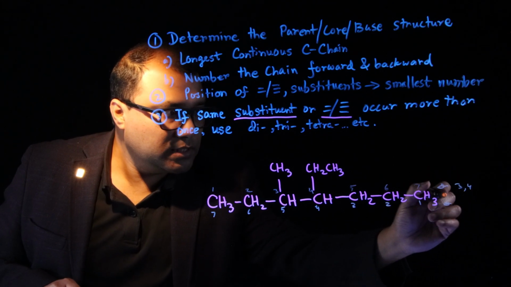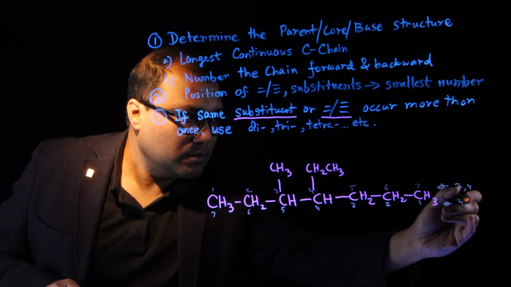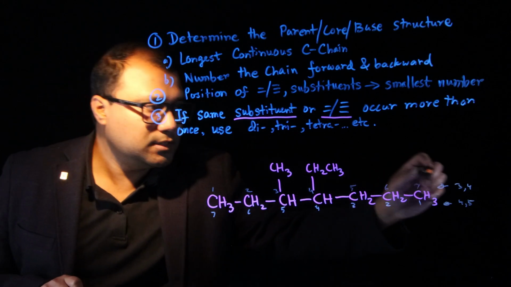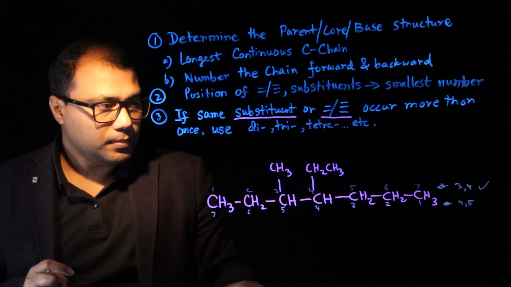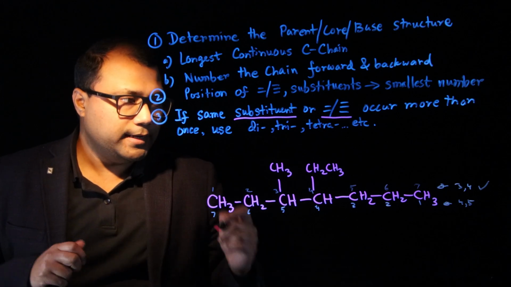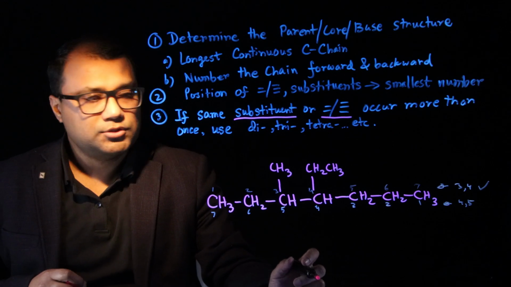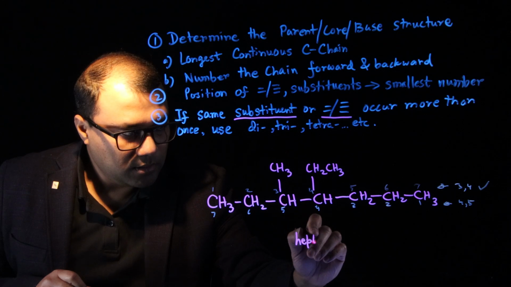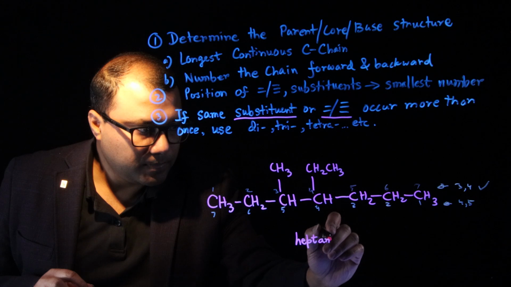In this numbering scheme, where do they lie? They lie at 4 and 5. So which one is our obvious choice? We'll have to go with the smallest numbers. So this is our correct numbering scheme. Now that we know that, there are 7 carbon atoms in the base structure. So this is a hept, and this is an alkane. So this is a heptane.